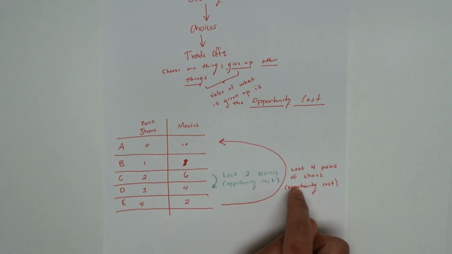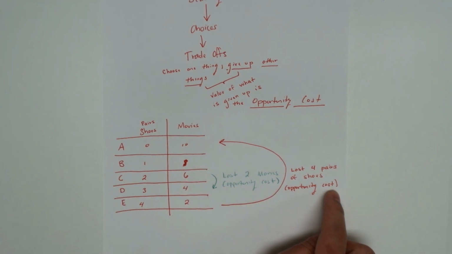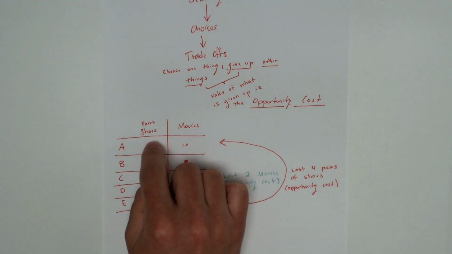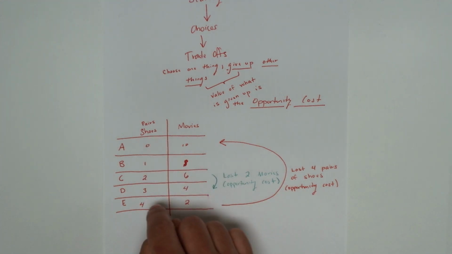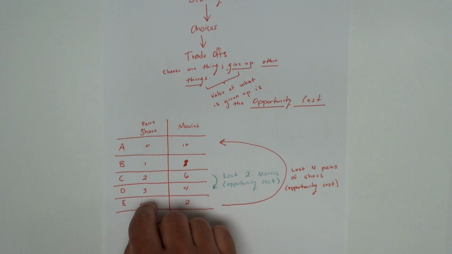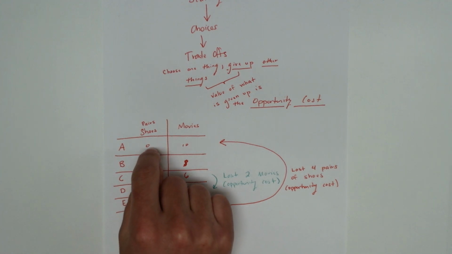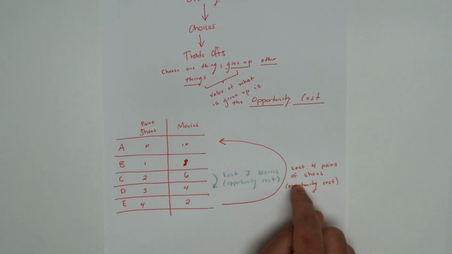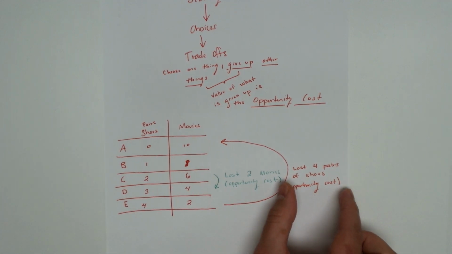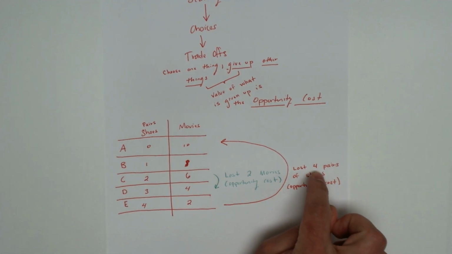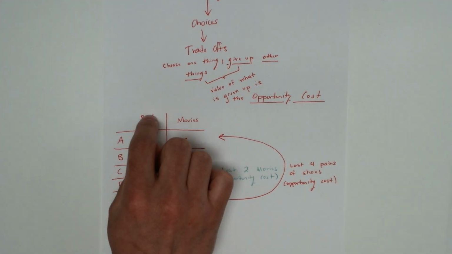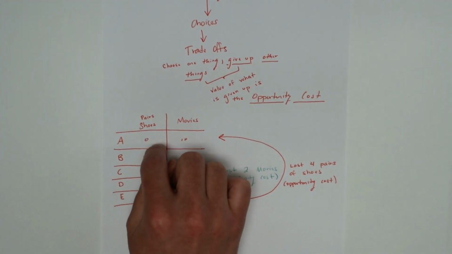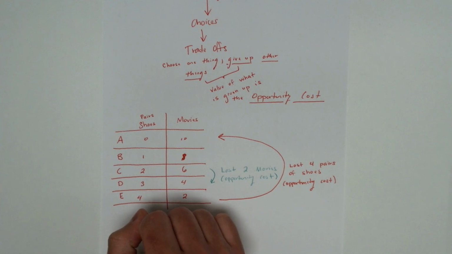The opportunity that was lost here was being able to buy shoes. How many shoes did I lose? Well, I went from being able to buy 4 pairs of shoes to now none. So my opportunity cost here, the amount of things that I'm losing is 4 pairs of shoes. So I went from 4 to 0, lost pairs of shoes, I lost 4 pairs of shoes. That's my opportunity cost.